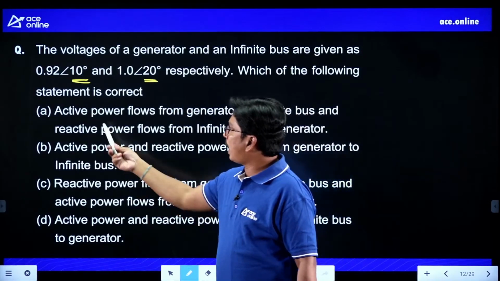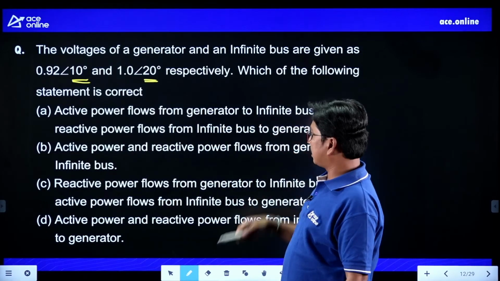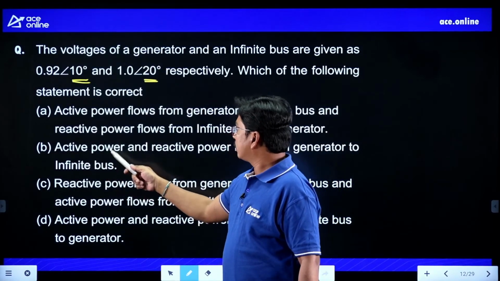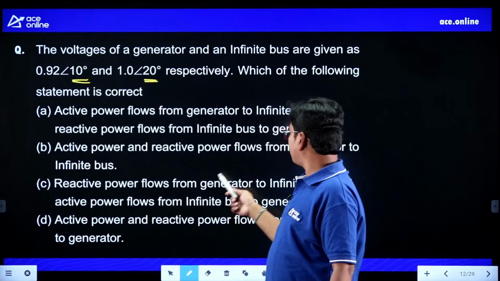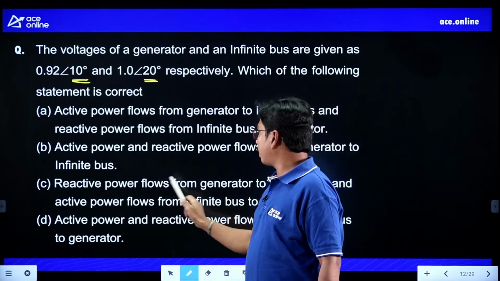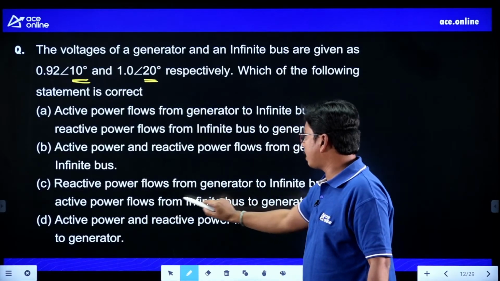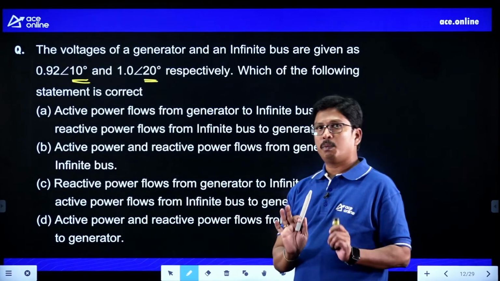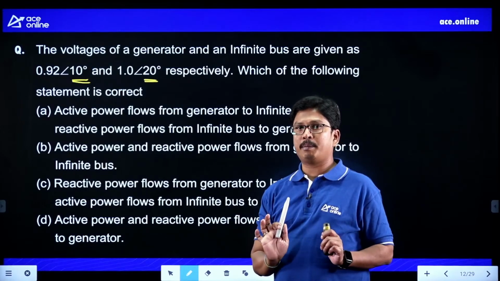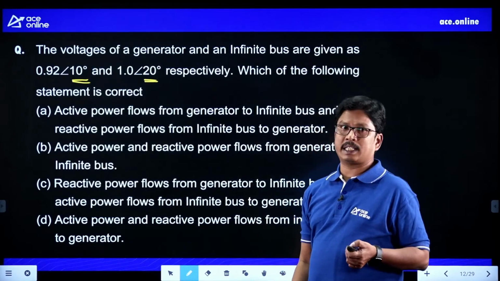So active power flows from generator to infinite bus, right? That's not a correct statement. Active power flows from infinite bus to the generator. One statement is clear. We will check about the reactive power also.